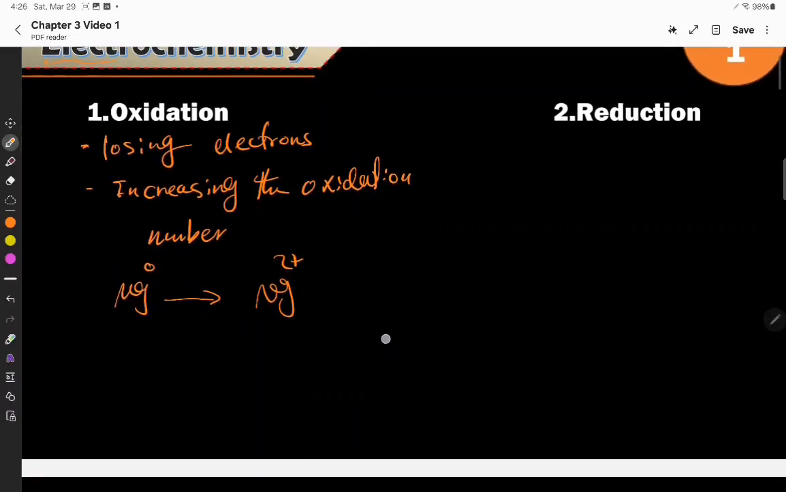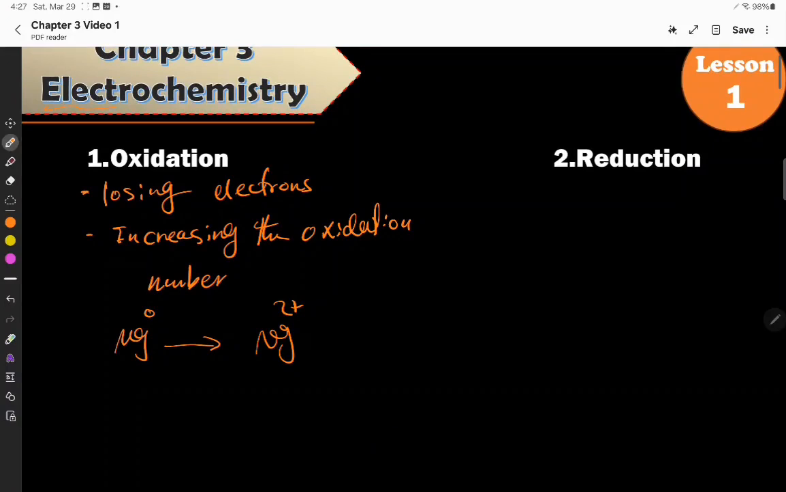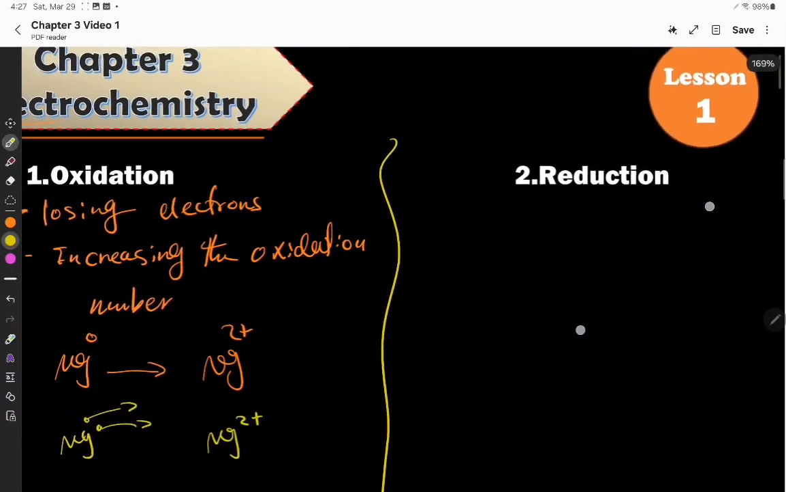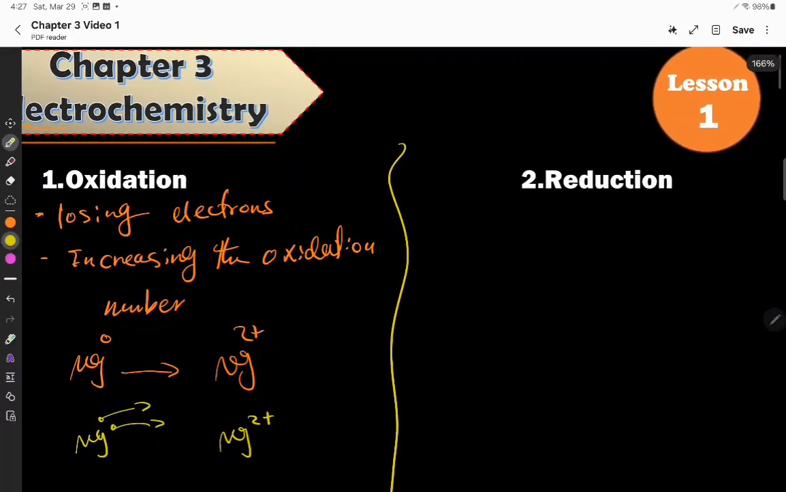So, what causes this increase in oxidation number is losing electrons. When magnesium has 2 valence electrons, when it loses these 2 valence electrons, it will be Mg2+ because it lost 2 electrons. On the other hand, let's see reduction. Reduction is the opposite of oxidation. When there is oxidation, there must be reduction.